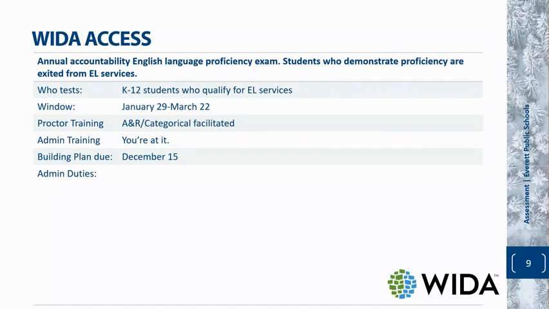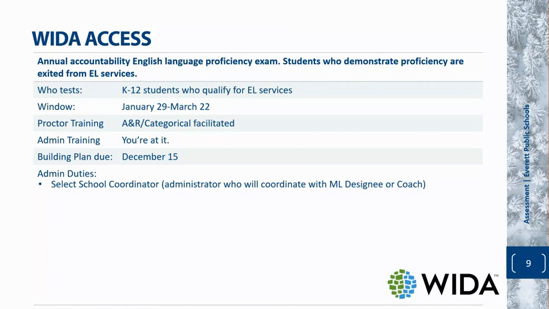The proctor trainings are facilitated by my department and categorical. In terms of administrator training, this is your administrator training. Your building plan is due December 15th. Let's talk about your responsibilities. You need to select a school coordinator. This is generally the person who's over ML students at your school, and they're going to coordinate with your ML designator coach.